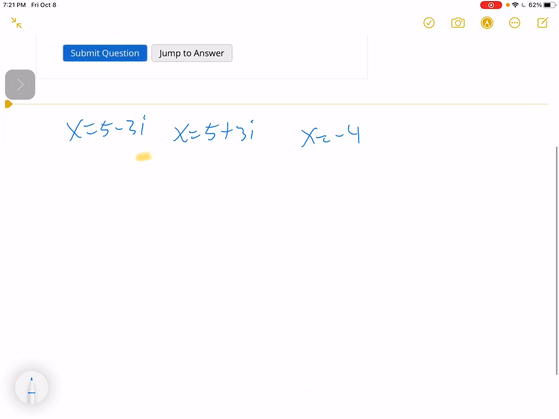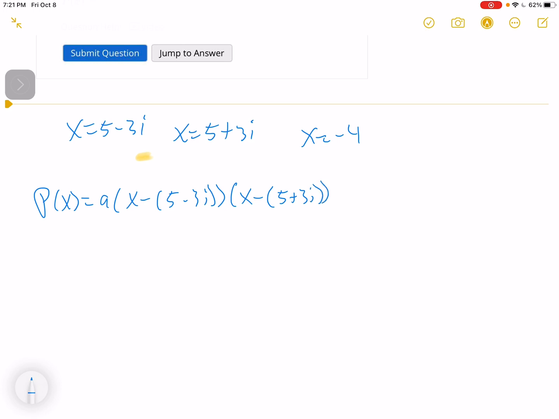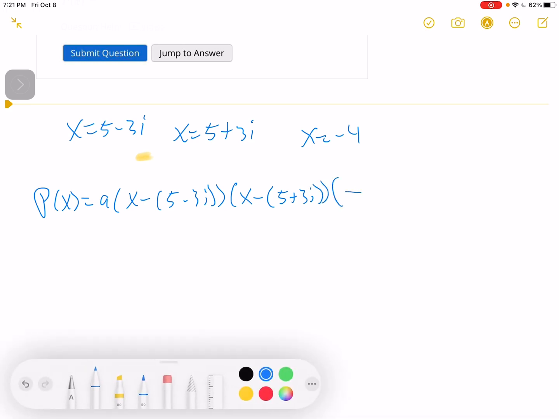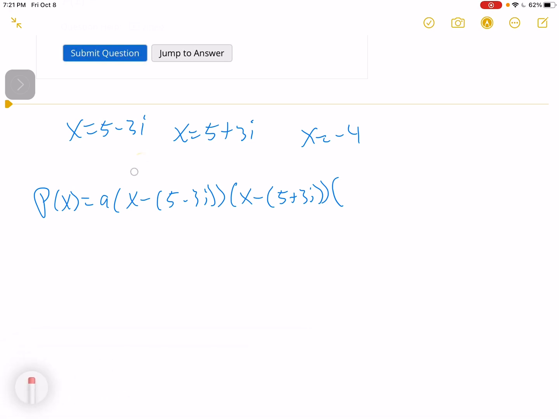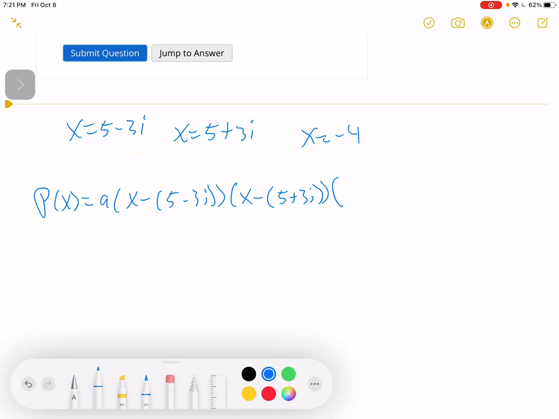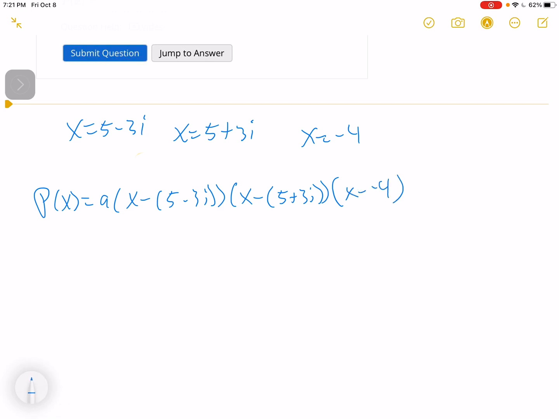So let's start putting this all together. Our p of x is going to be a times x minus the quantity 5 minus 3i, times x minus the quantity 5 plus 3i, times, let me fix that up, x minus negative 4. So it's going to be a times, if I distribute the negative through, x minus 5 plus 3i, then x minus 5 minus 3i, then x plus 4.